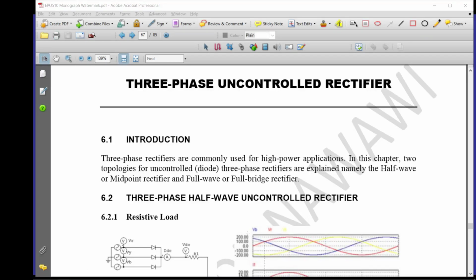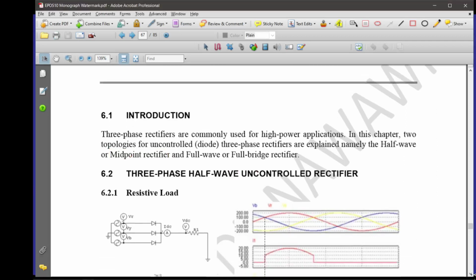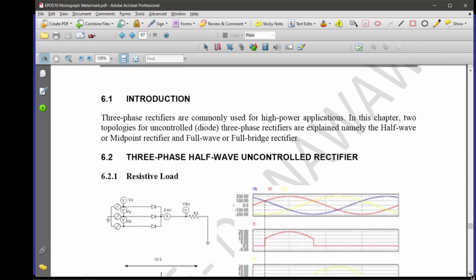Okay, so last class we did discuss the three-phase uncontrolled rectifier, and we looked into the midpoint converter. The other name for this three-phase half-wave uncontrolled rectifier is a three-phase three-pulse midpoint converter. Three-pulse midpoint converter.